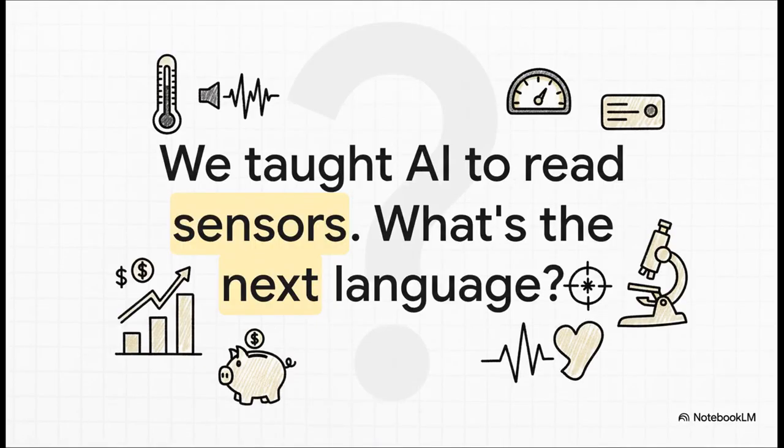So all of this leaves us with a really fascinating question to think about, doesn't it? We've just walked through how to teach an AI to speak the language of the physical world through its sensors. So what's next? What's the next language we can teach it? The language of the stock market? The language of biology? The possibilities are just absolutely wide open.